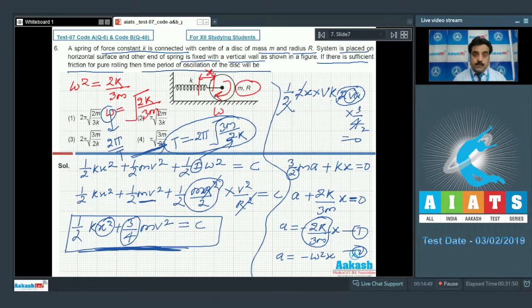I would like to suggest you, in this type of question, you should use the energy method. So by this discussion, I can say option number 3 will be the right choice. So let's move on to question number 7.